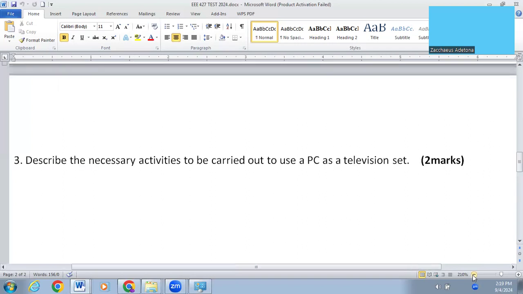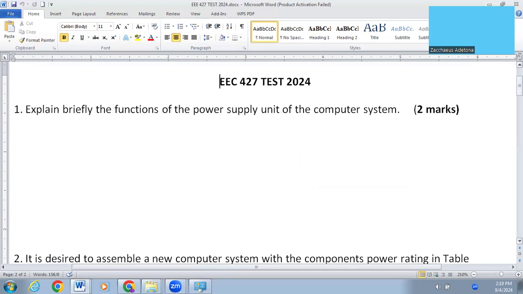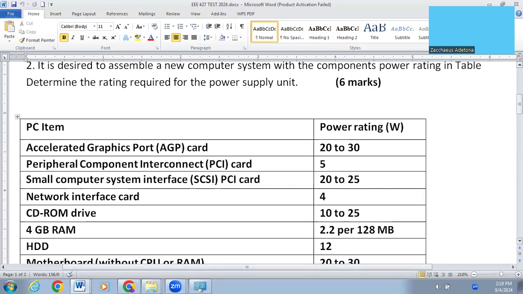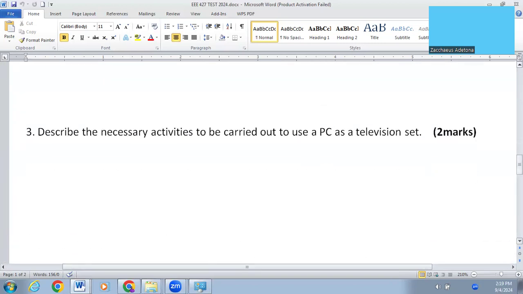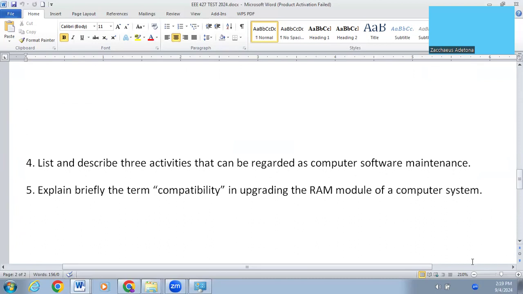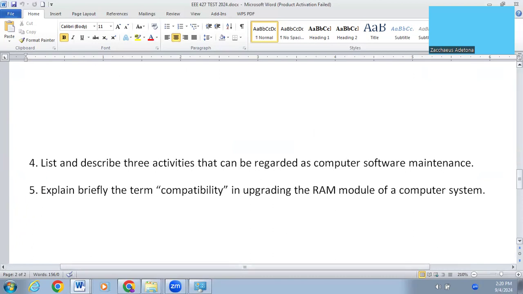The total points in this test is 20 points. So the first question is 2 marks. Question number 2, which is about the little calculation here to determine the capacity or the size of the power supply unit, is 6 marks. And question number 3 is 2 marks. And then questions number 4 and 5, the 2 of them together is about 10 marks.